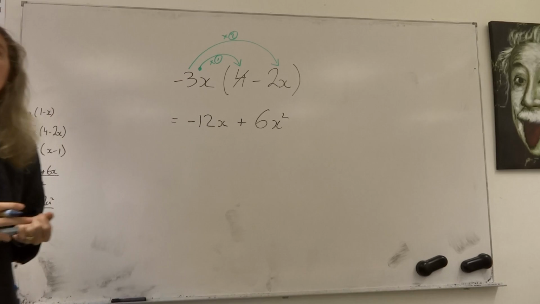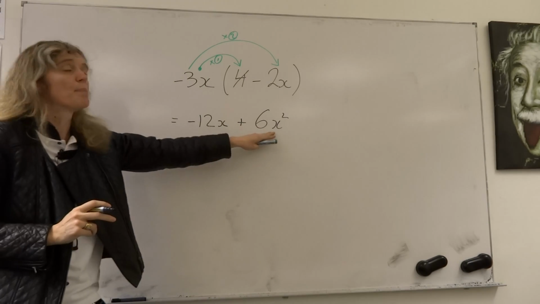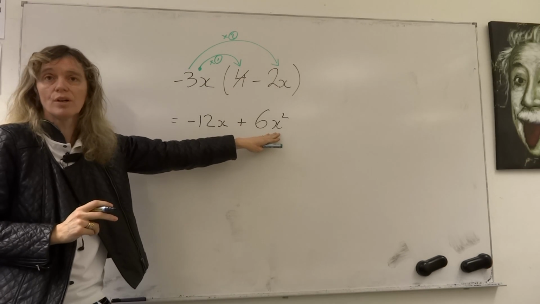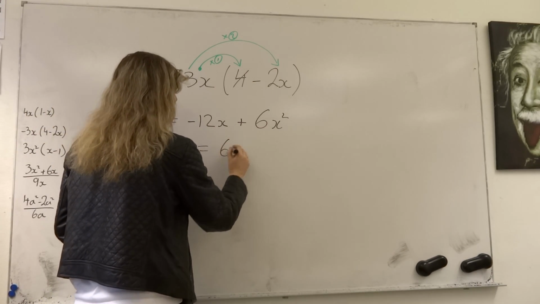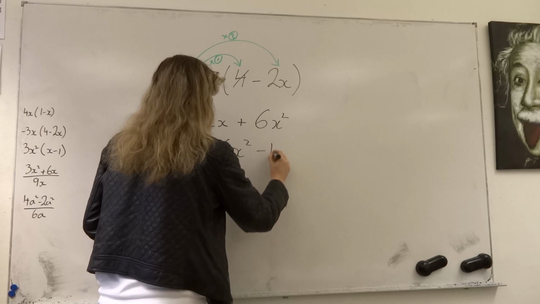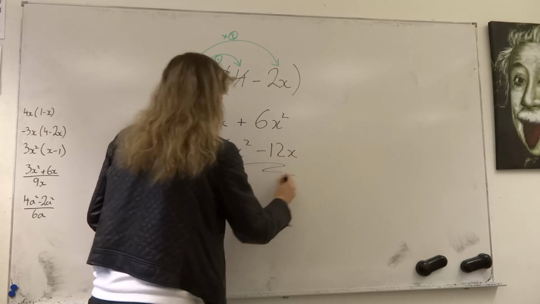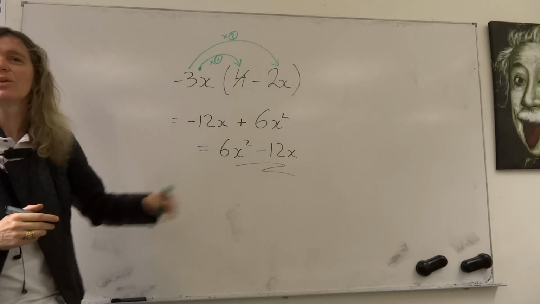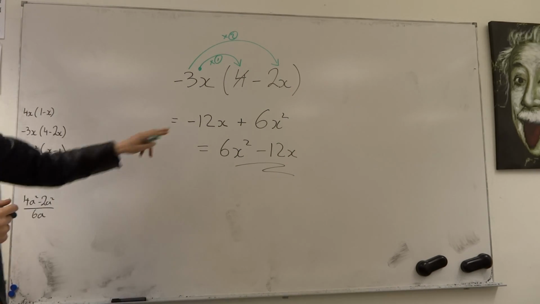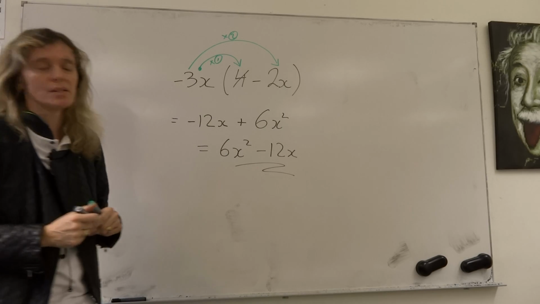So this one I would like to rearrange because I'd like my plus. This is the higher order of x, it should be first, and it's plus. So it would be nice if you'd rewritten it as 6x squared minus 12x. It isn't essential, but mathematically this is a neater way of putting it. So you have to have either of those two answers.